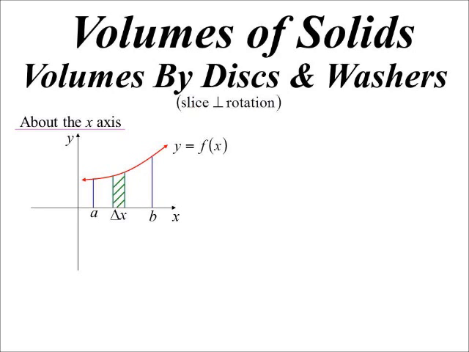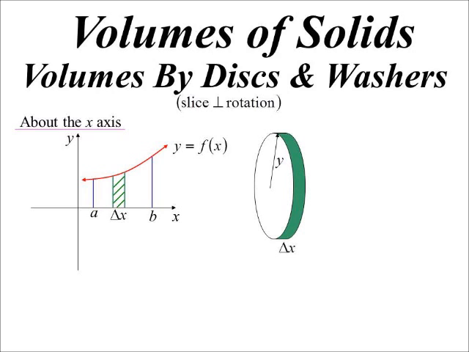I'm just going to look at one slice. Just like we did when we were looking at area, and we were talking about the sum of all the rectangles, same sort of idea. Each one of those rectangles I'm going to rotate around, and we're going to sum up the volume of all those shapes. So the thickness of my slice here is a change in the x value, so delta x.